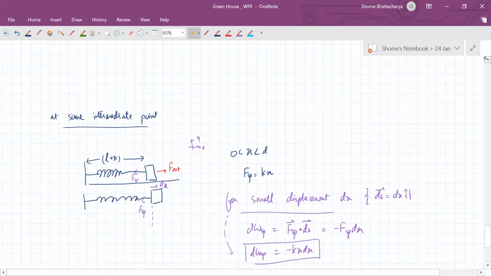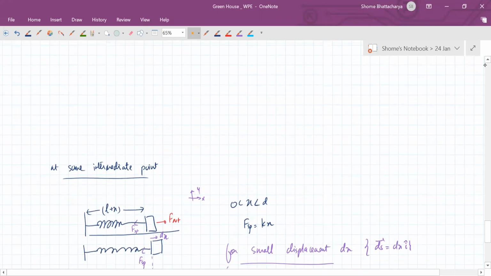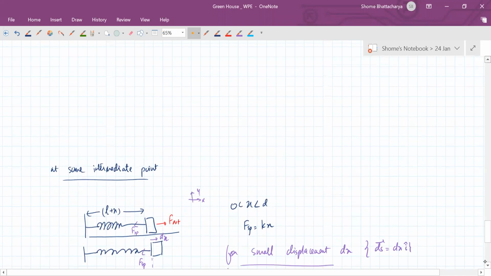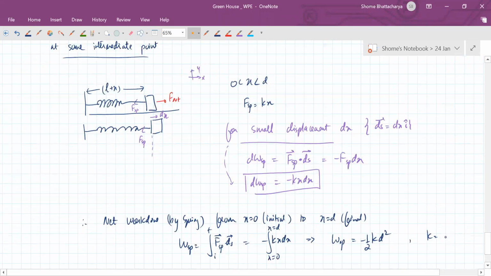50 newtons per centimeter. Yeah, and d was 2 centimeters. We'll get it as minus 1 joule.